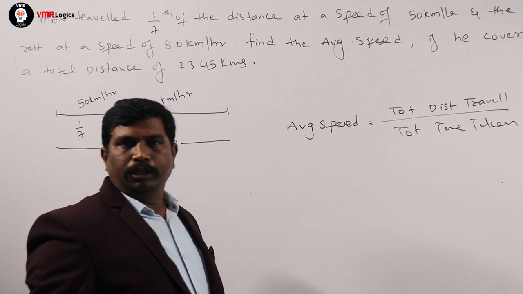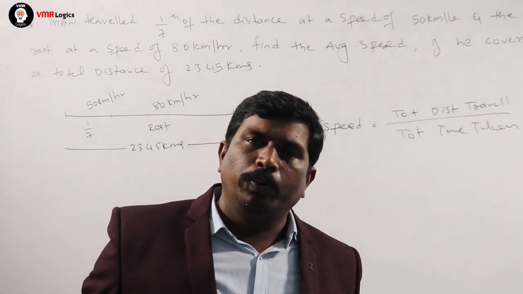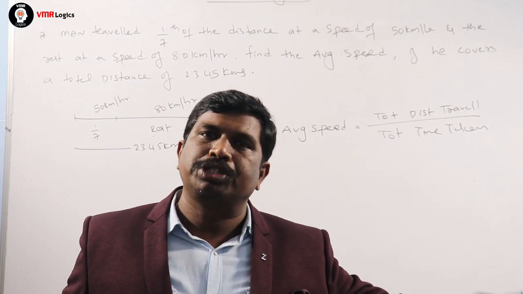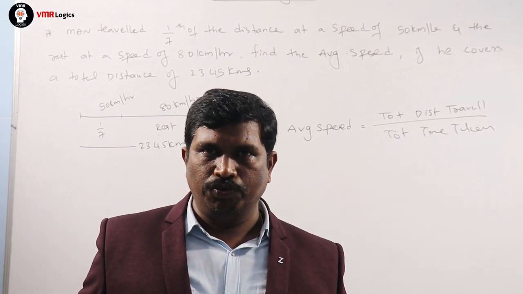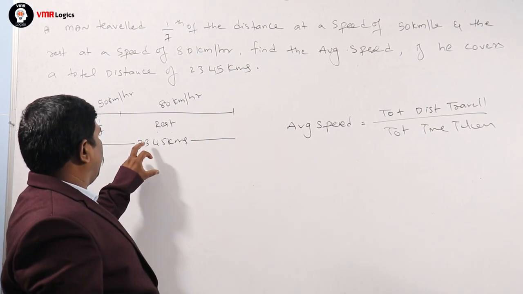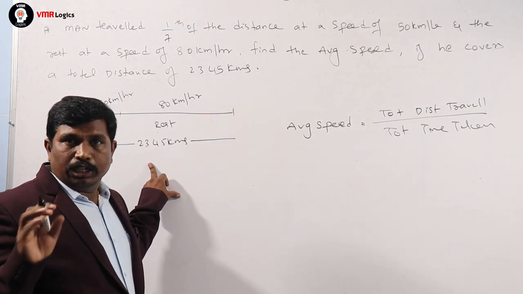This is the average speed formula. Generic formula: average speed is total distance traveled divided by total time taken. Now, if I take the same value, then it's a very heavy calculation burden.